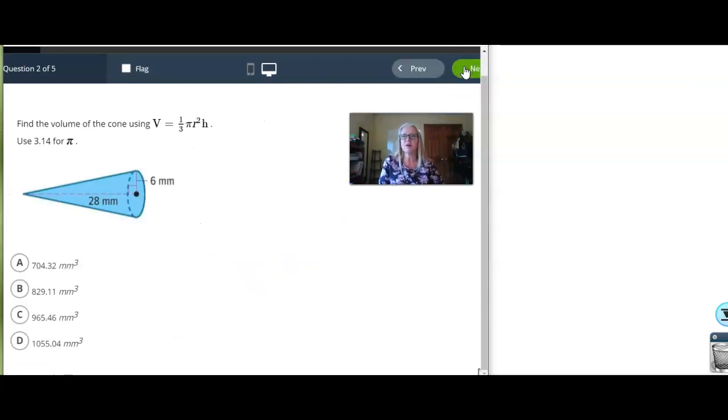Number 2 asks you to find the volume of a cone using the formula, and they want you to use 3.14 for pi.